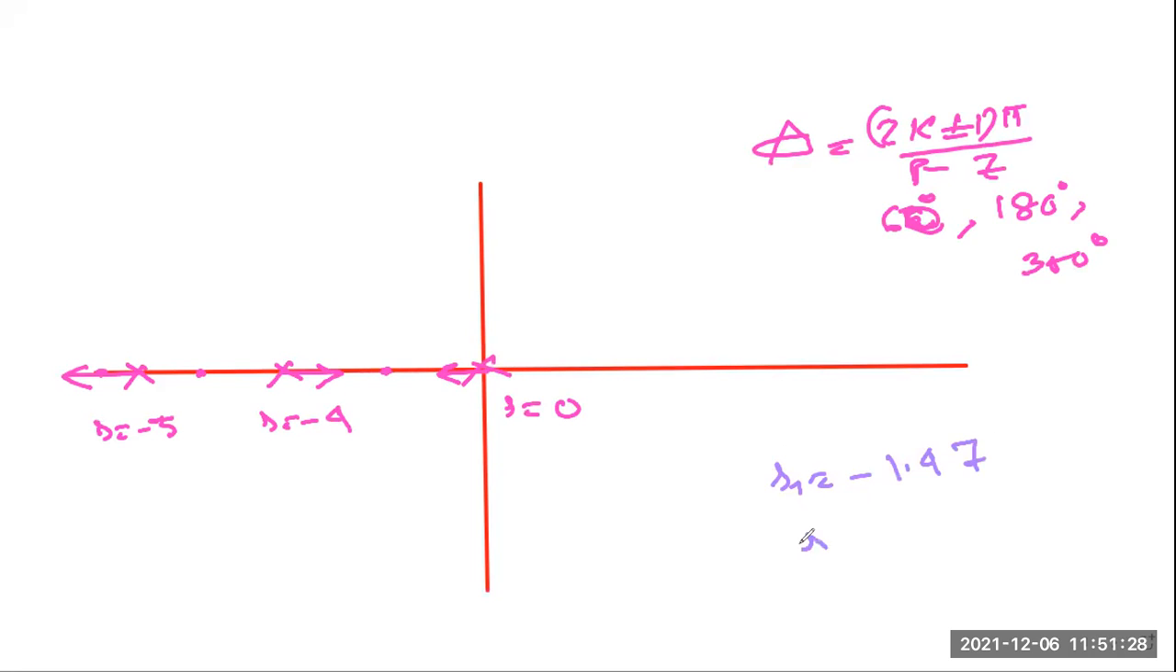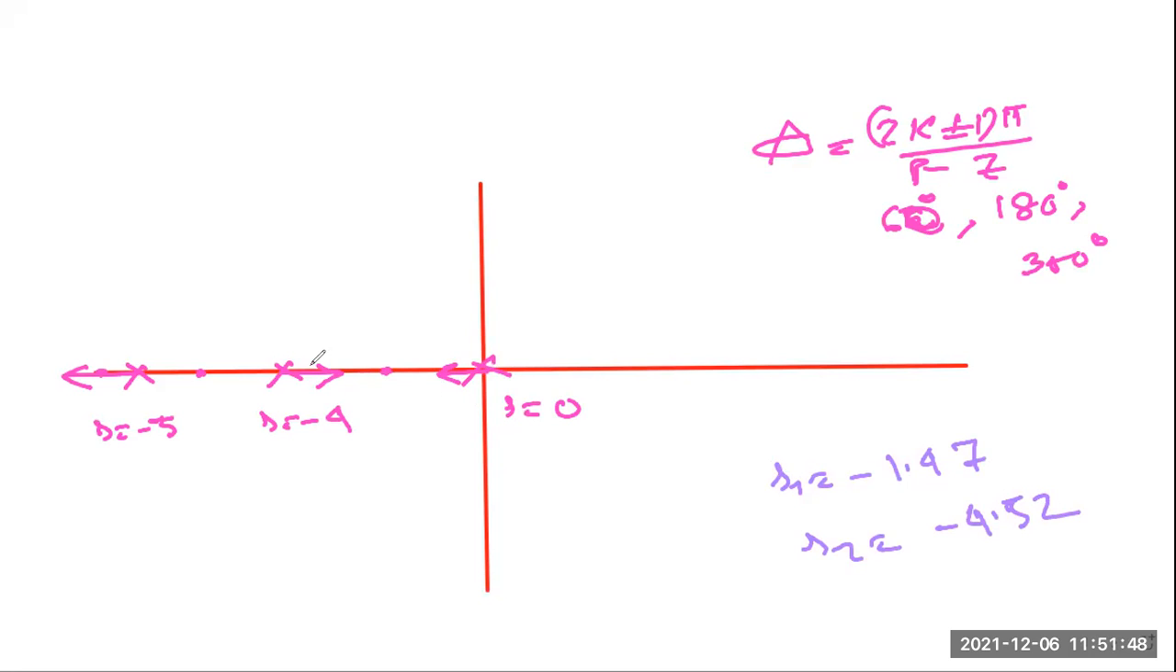S1 equal to -1.47 and S2 equal to -4.52. After this, you check whether these are the breakaway points, because these two are the possible breakaway points, but actually both of these will not be the breakaway point. Okay. So what has to be done?